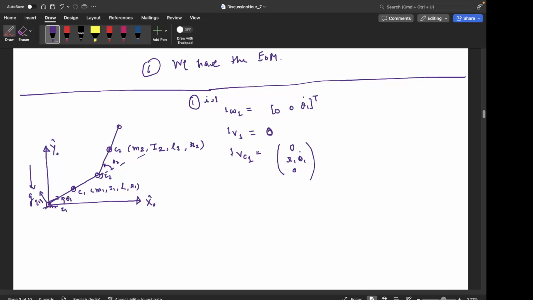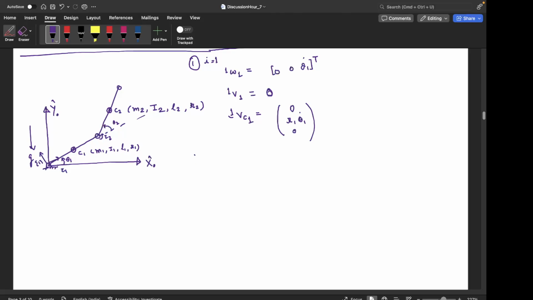As we have discussed multiple times now, the left superscript denotes the frame in which that quantity has been written. Okay, now for i equal to 2, we have the angular velocity, again trivial to write. Then we have the velocity of joint 2 in the second joint frame, and that is basically L1 S2 theta 1 dot and L1 C2 theta 1 dot, and 0.